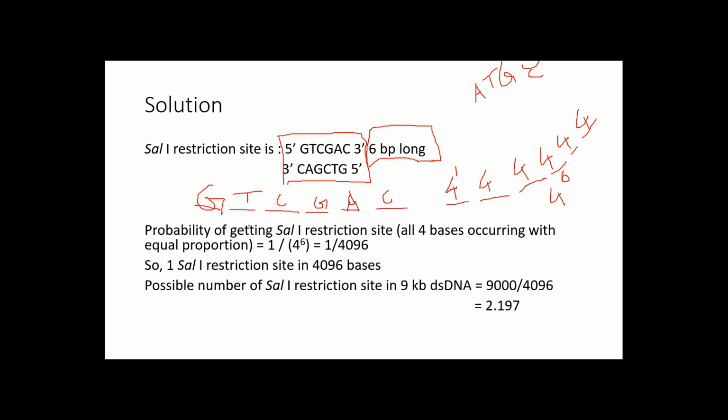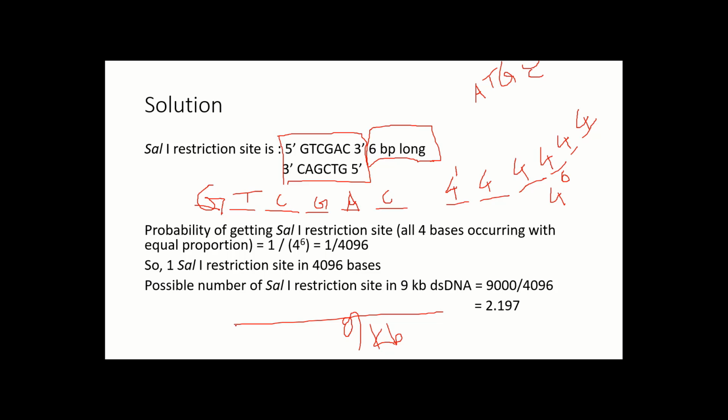So the probability of getting a SalI restriction site here is the number of favorable cases divided by the number of total cases. The number of favorable cases is 1, since it is uniquely possible to fill, and the number of total cases is 4 to the power 6. So 1 by 4 to the power 6, which is 1 by 4096. So in a DNA of 9 kb size, the probability of getting a SalI restriction site is 1 by 4096. That means one SalI restriction site in 4096 bases.